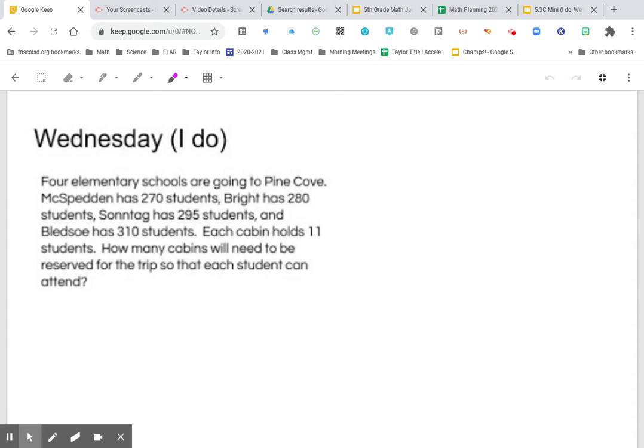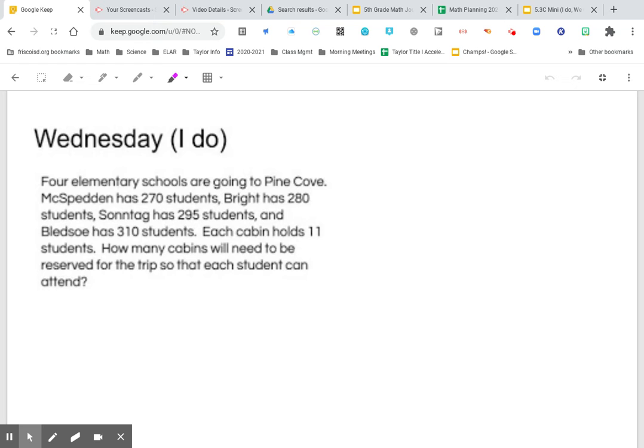Our Wednesday problem for division reads like this. 4 elementary schools are going to Pine Cove. McSpedden has 270 students. Bright has 280 students. Sontag has 295 students. And Bledsoe has 310 students. Each cabin holds 11 students. How many cabins will need to be reserved for the trip so that each student can attend?